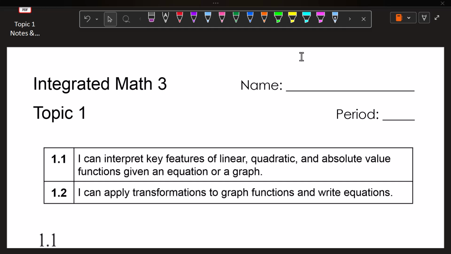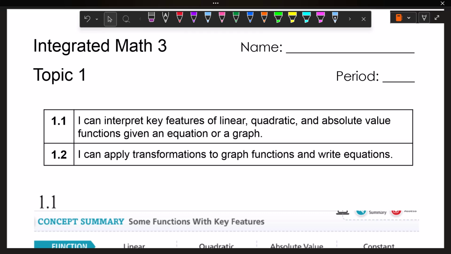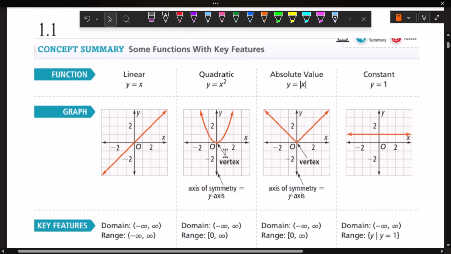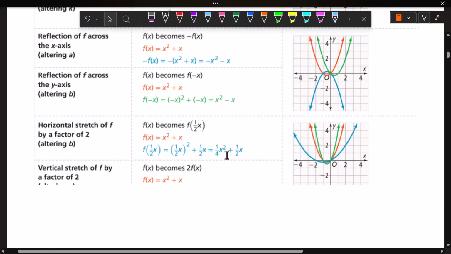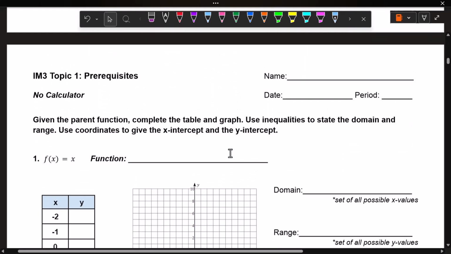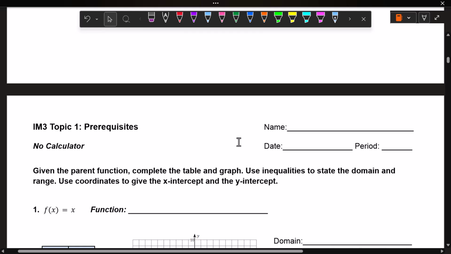Welcome to topic 1. We are going to be looking at interpreting key features of linear, quadratic, and absolute value functions and applying transformations. So we have some basic stuff here and more there, but we're not going to get into that yet.